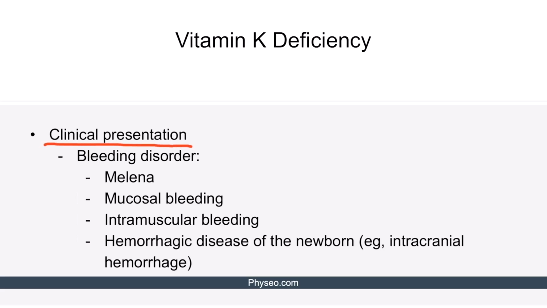The main clinical presentation of vitamin K deficiency is a bleeding disorder because factors 2, 7, 9, 10 cannot mature. This can include melena, mucosal bleeding, intramuscular bleeding, and hemorrhagic disease of the newborn. The hemorrhagic disease of the newborn classically presents between the 2nd and 7th day of life with bleeding from mucosal surfaces, the gastrointestinal tract and umbilicus, and intracranial hemorrhage. It is a preventable condition by the administration of intramuscular vitamin K.